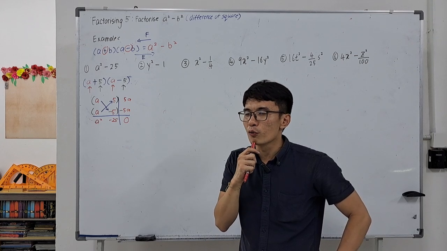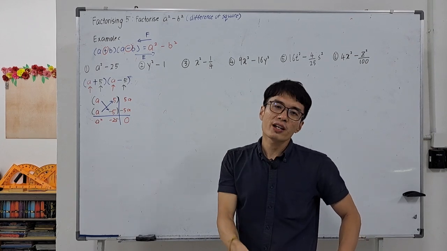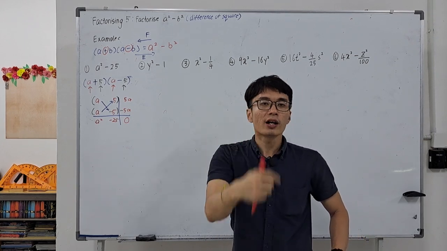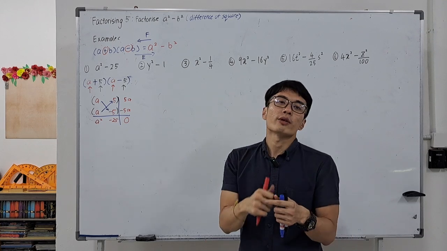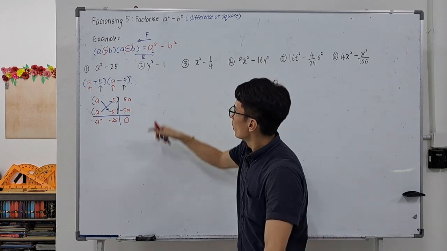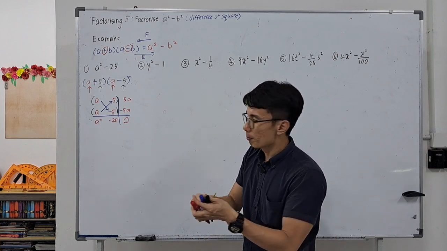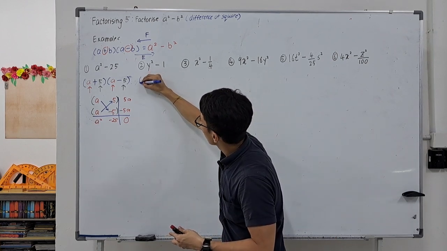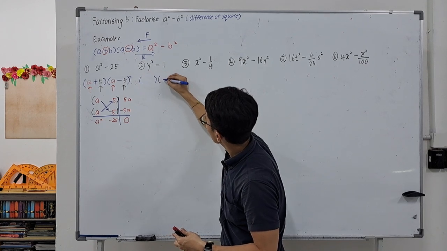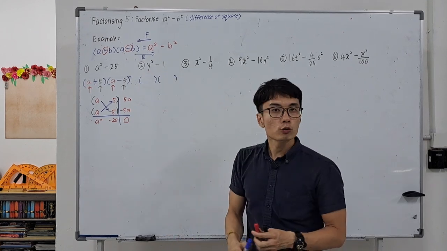Now a lot of people will always be confused by this. Can I do that? Yes, you can. Square root of 1 will give you 1. Alright? You can check it with your calculator. Square root of 1 will give you 1. So since I know this is a difference of square, what can I do? My working step is going to be very simple. I'm going to have 2 brackets.